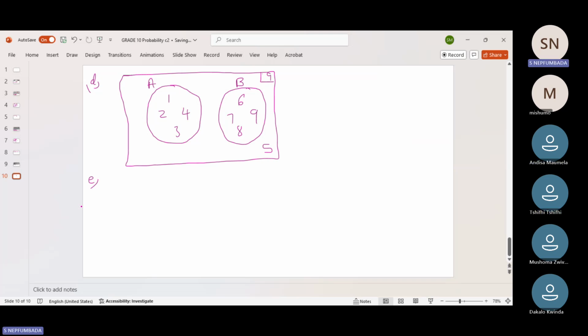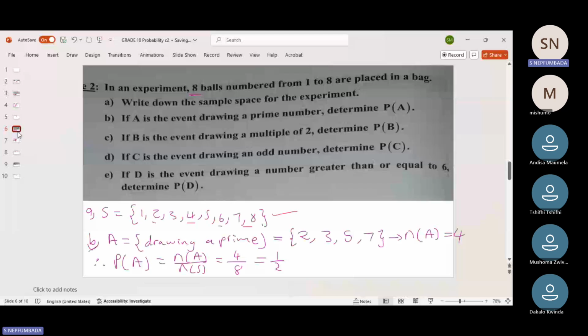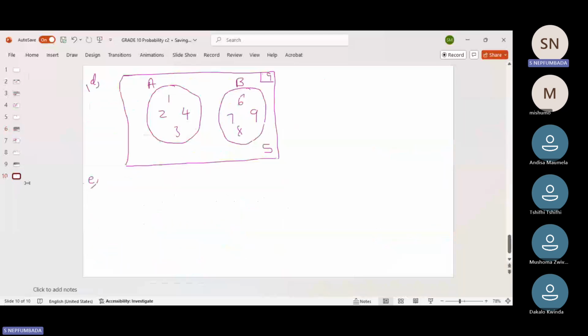The next question says calculate the probability of A. We know that probability is equal to the number of events divided by the total space. How many numbers are there in A? 4, over the total space, which is 9. Is that so? Yes.